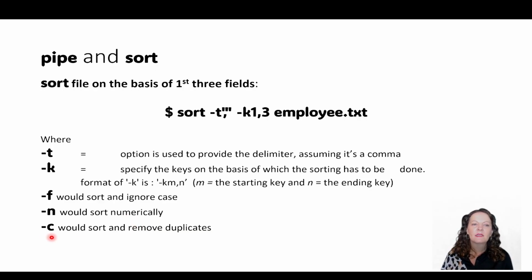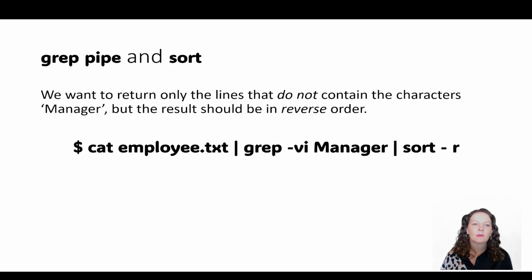And then minus u would sort and remove duplications. If it sees that you've accidentally, or somebody has put in the same record a second time, you can use a minus u in there. What about if we wanted to use grep, whatever grep is going to be used for? Let's have a look at an example there. You want to return only the lines that do not contain the characters MANAGER. The result should be in reverse order.